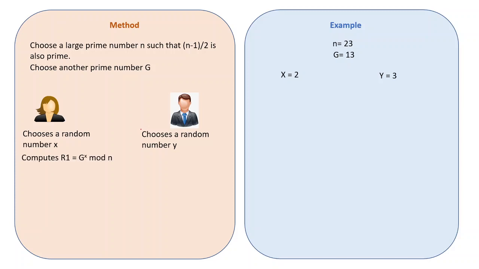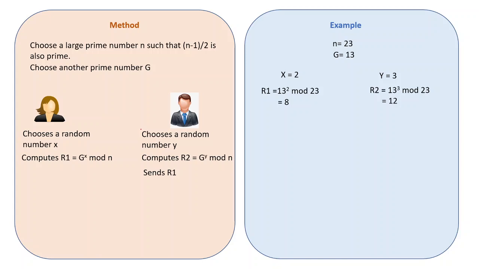Next, an R1 is computed by Alice, which is equal to g to the power x mod n. So R1 in our case becomes 13 square mod 23, or 169 mod 23, which is equal to 8. Similarly, Bob also calculates R2 as g to the power y mod n, which in our case is 13 cube mod 23, which is equal to 12. Next, Alice sends his R1 over the network to Bob.